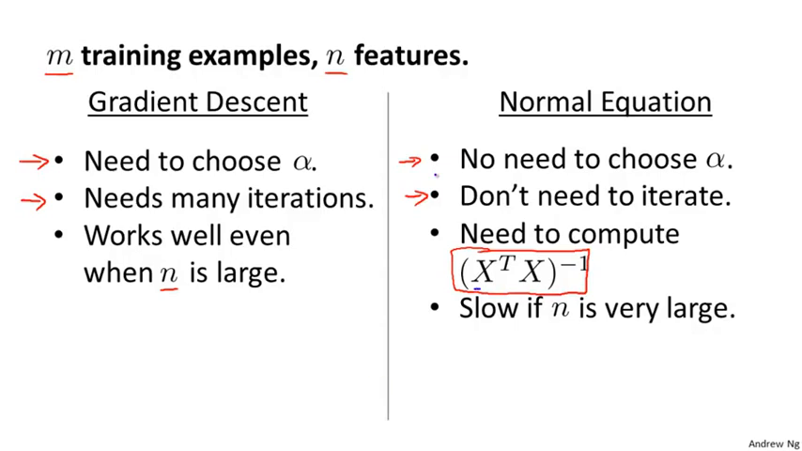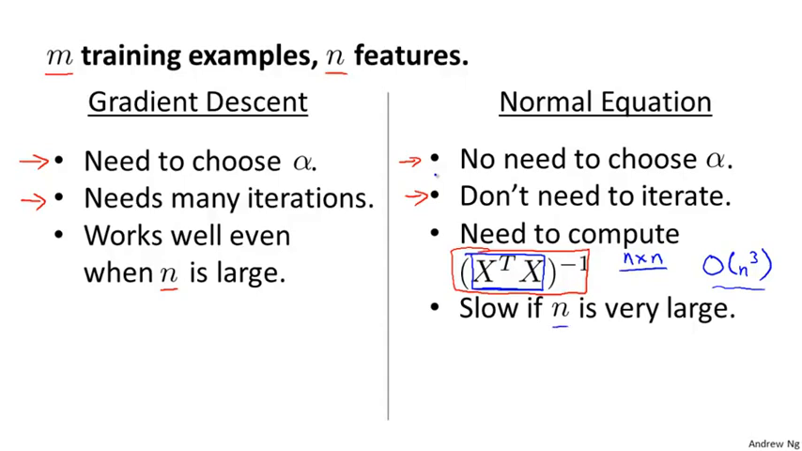This matrix X transpose X is an n by n matrix if you have n features, because if you look at the dimensions of X transpose and the dimensions of X, you figure out what the dimension of the product is. The matrix X transpose X is an n by n matrix, where n is the number of features. And on most computer implementations, the cost of inverting a matrix grows roughly as the cube of the dimension of the matrix. So computing this inverse costs roughly order n cubed. Sometimes it's slightly faster than n cubed, but it's close enough for our purposes.